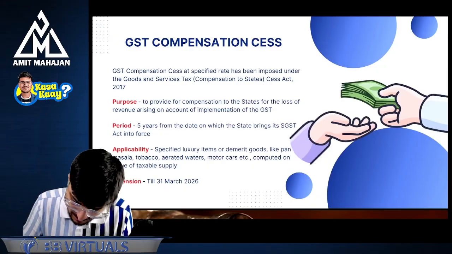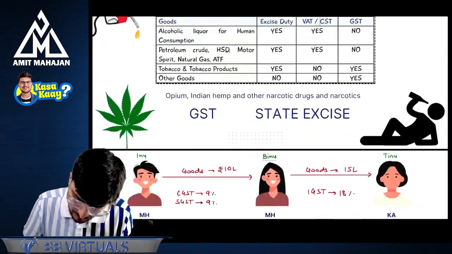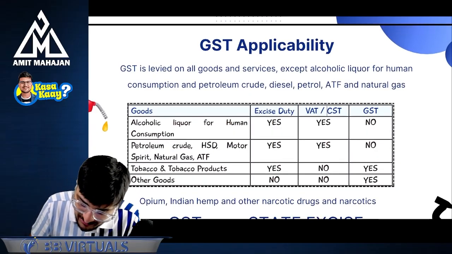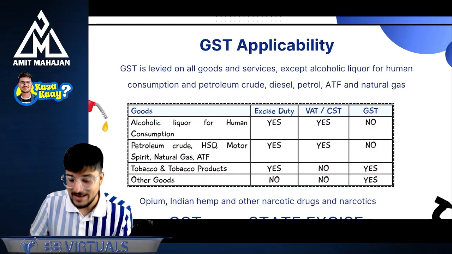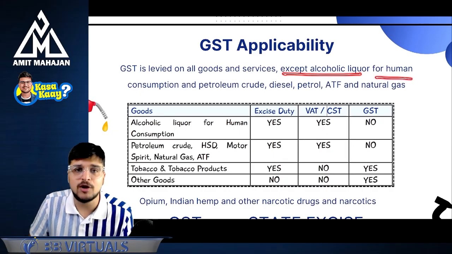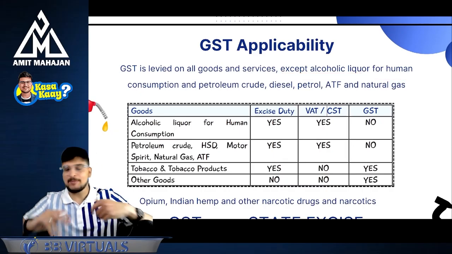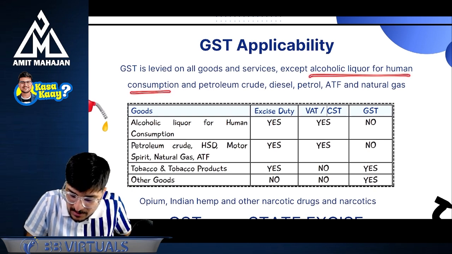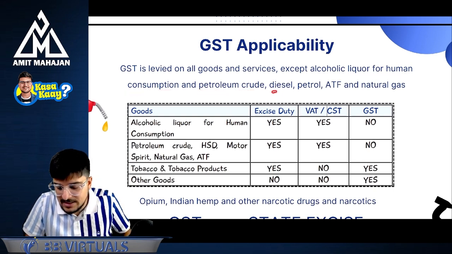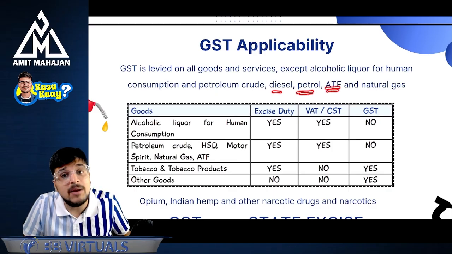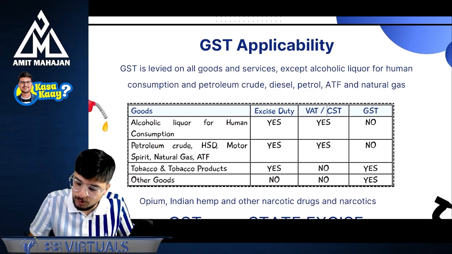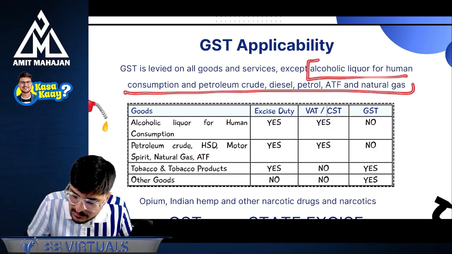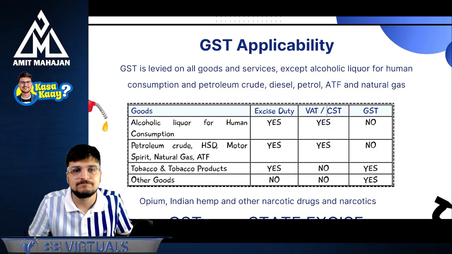Now we have to see. Okay. First, we'll see GST applicability. Let's discuss the GST applicability. So GST is levied on all goods and services except for alcoholic liquor for human consumption, which means GST is applicable on all, except for alcoholic liquor for human consumption and petroleum crude, diesel, petrol, aviation turbine fuel, and natural gas. So basically, on these products, GST will not be applicable.